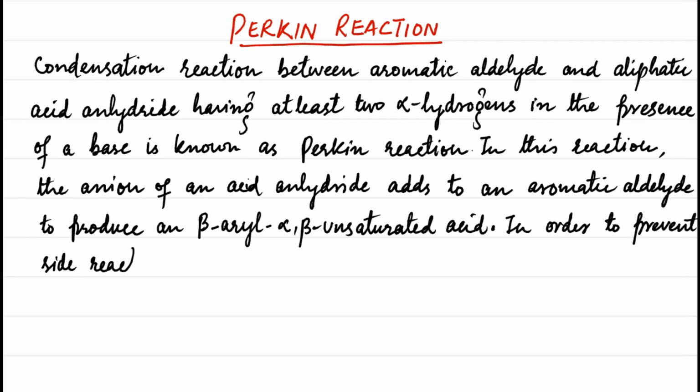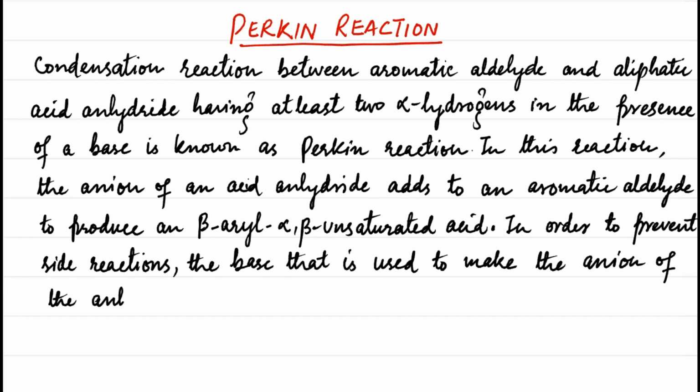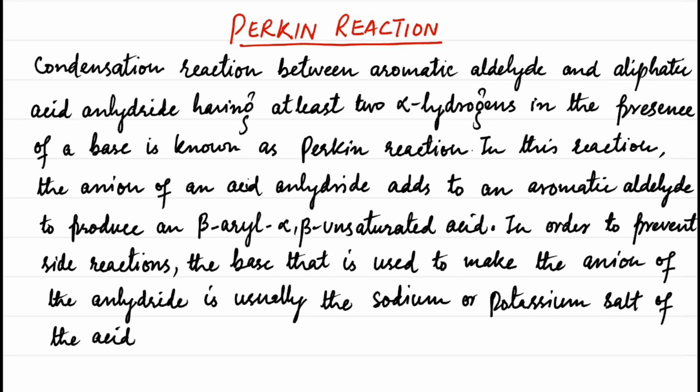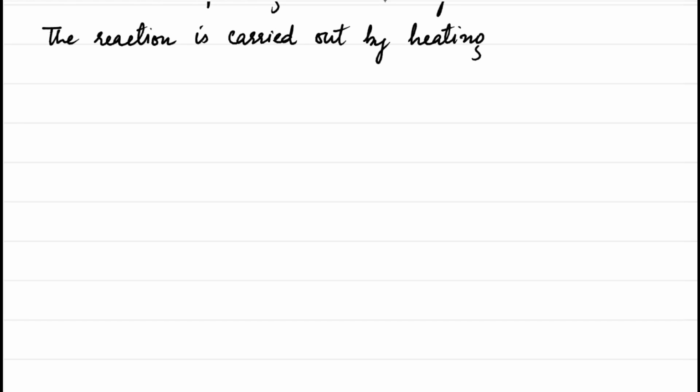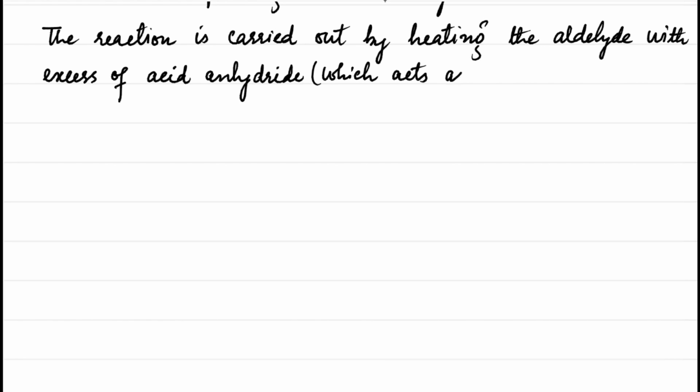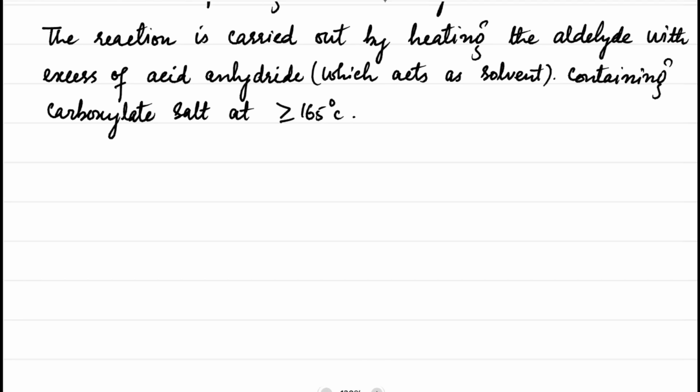In order to prevent side reactions, the base that is used to make the anion of the anhydride is usually the sodium or potassium salt of the acid corresponding to the anhydride. The reaction is carried out by heating the aldehyde with excess of acid anhydride, which acts as solvent, containing carboxylate salt at more than 165 degrees Celsius.